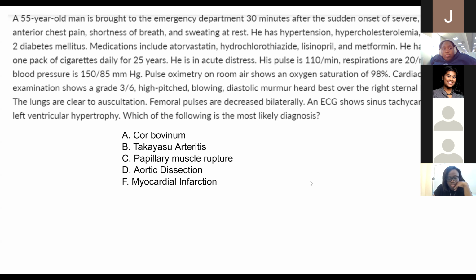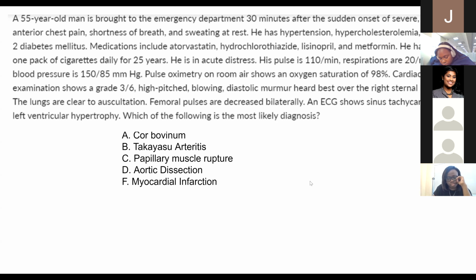So we have hypertension, hypercholesterolemia, type 2 diabetes mellitus, our usual presentation for either aortic dissection or MI, so nothing is booted out now. Medications, they always throw that in there, especially if they want to make a pharm association, but not important here. He is a smoker, a risk factor. Pulse is 110, the blood pressure is high, not hypertensive emergency high, but high. Cardiac exam: a 3 out of 6 high-pitched blowing diastolic murmur. Lungs are clear to auscultation. Femoral pulses are decreased bilaterally.